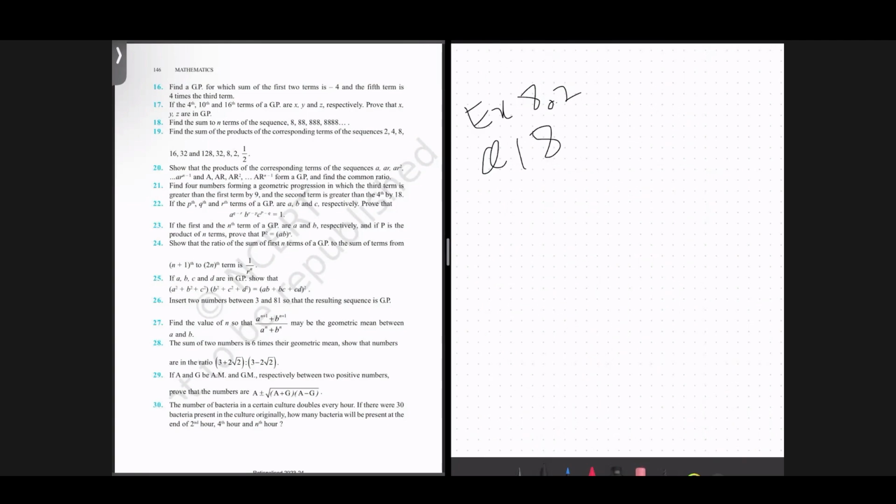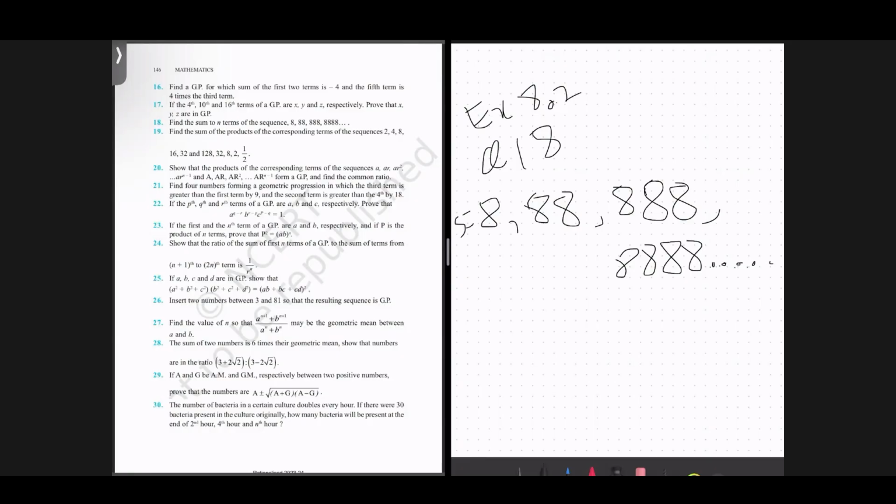Question number 18. In question number 18, we have been asked to find the sum to n terms of the sequence 8, 88, 888 and 8888, right? So the sequence has been given to us along these lines. So the sequence is 8, we have 88, we have 888, we have 8888, and so on and so forth, right? Now I'm going to be solving this particular question by converting this sequence into a GP. Let's see how I'm going to do that, right?